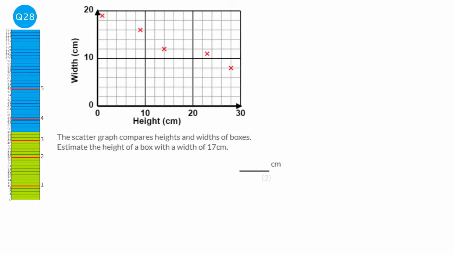So whenever we have a scatter graph, chances are we'll be drawing a line of best fit. And so that's what we'll start off with, draw a line of best fit in. And it says we're looking for an estimate of the height of the box with the width of 17. So 17 is here. So the width of 17 will be a line across. Let's try and get this just right. Line across there. And what we do is we draw a line down when it hits the line of best fit. Now looking at the scale here, this seems to be going up in 2s. And so this line here would be at 3.